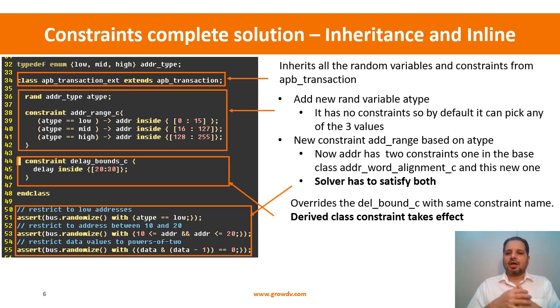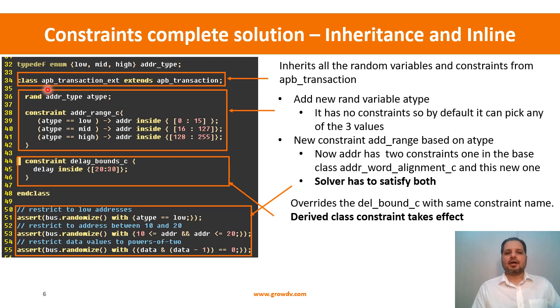So that is what we will look at in the context of constraints. So let's understand that with the help of an example. We had looked at an APB transaction in the previous slide. Now what we will do is extend that particular APB transaction.